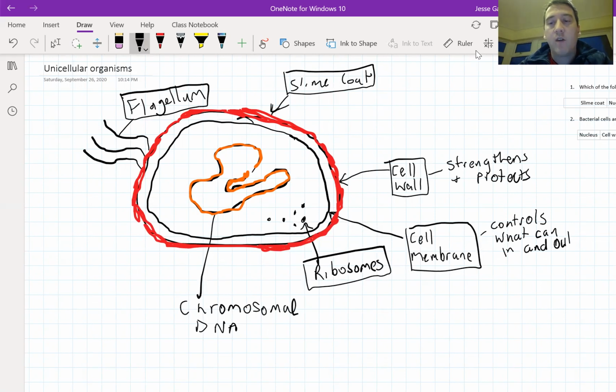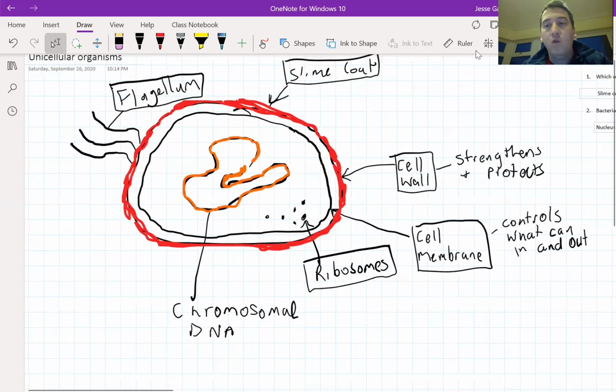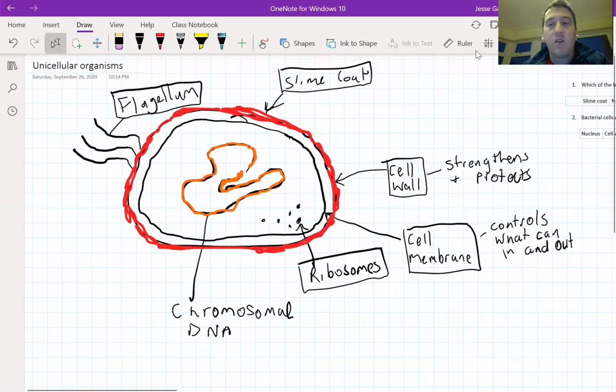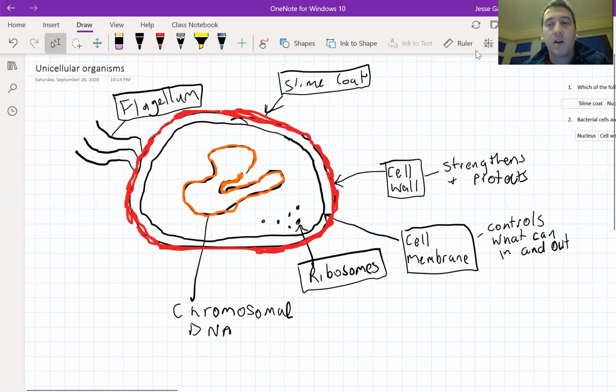Things that might need to go in are things like oxygen and water, food. Things that might need to go out are things like wastes. Carbon dioxide is a gas that is a waste, and it needs to be removed from the cell, so it needs to pass out of the cell. Sometimes water might also need to pass out of the cell if there is too much water inside the cell.